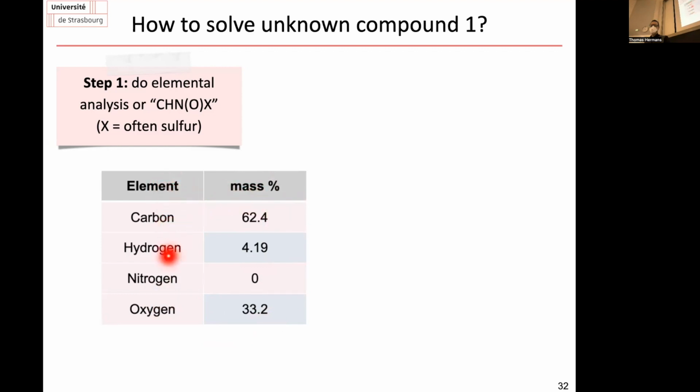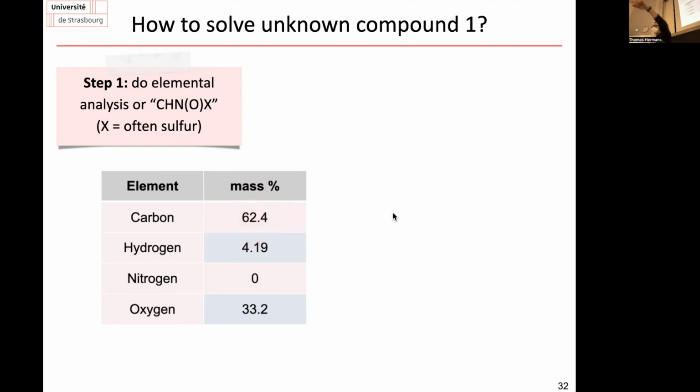So we get carbon, hydrogen, nitrogen, oxygen, and they will give you the mass percentage. So how do I go from mass percentage to some kind of structural formula? Any ideas? Okay, I'm just going to do some crude things. So I'm saying, okay, this is my mass percentage. I'm just going to assume we have 62 grams.